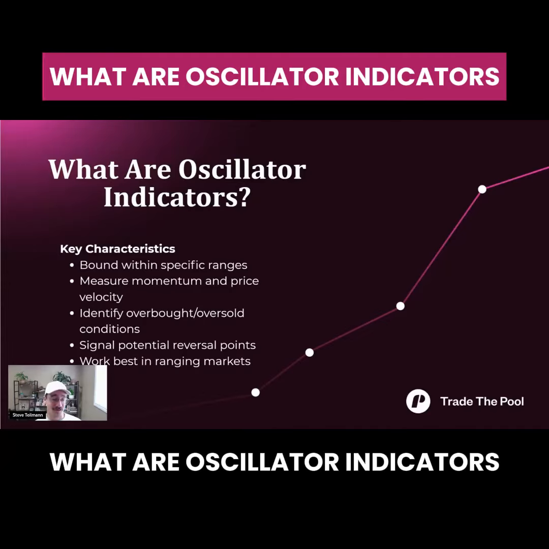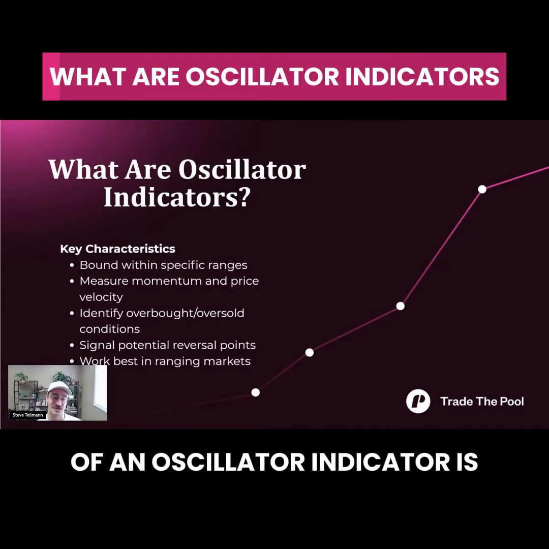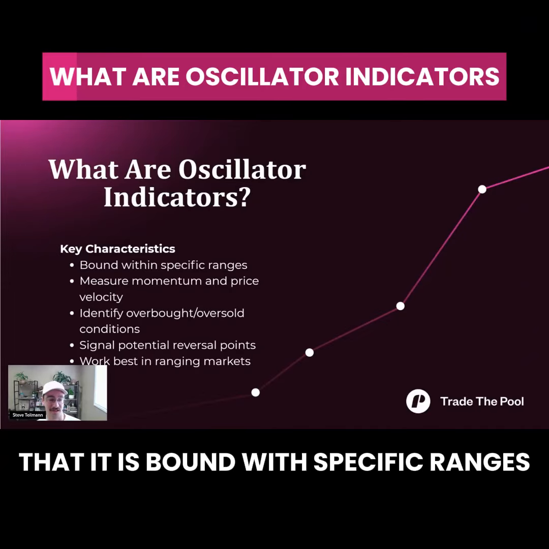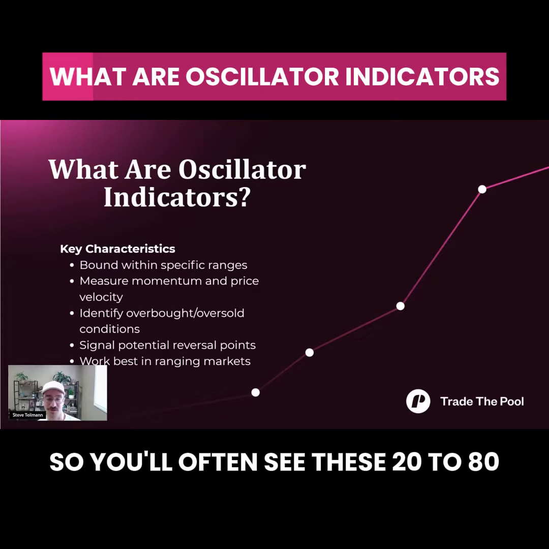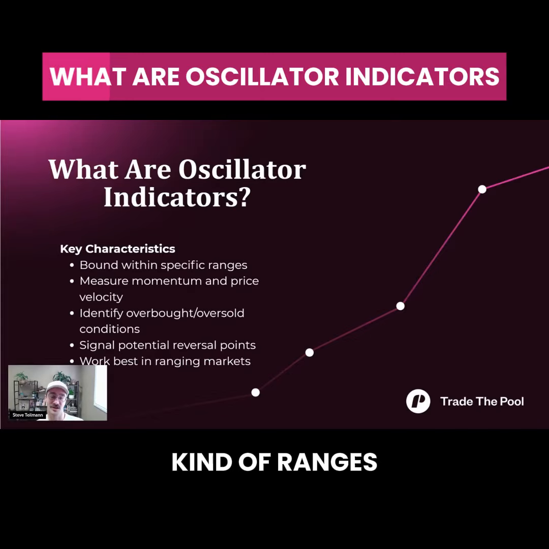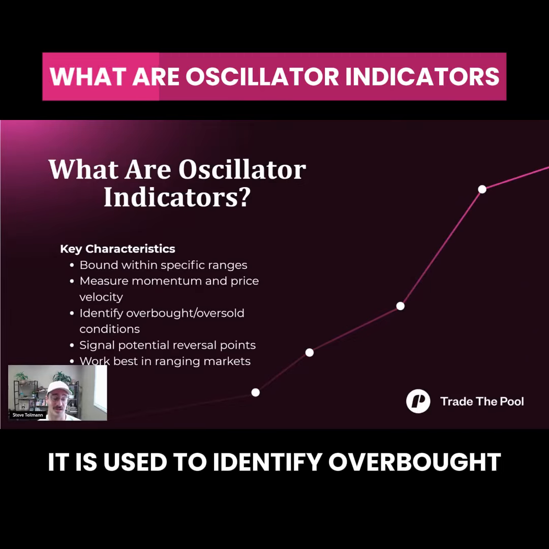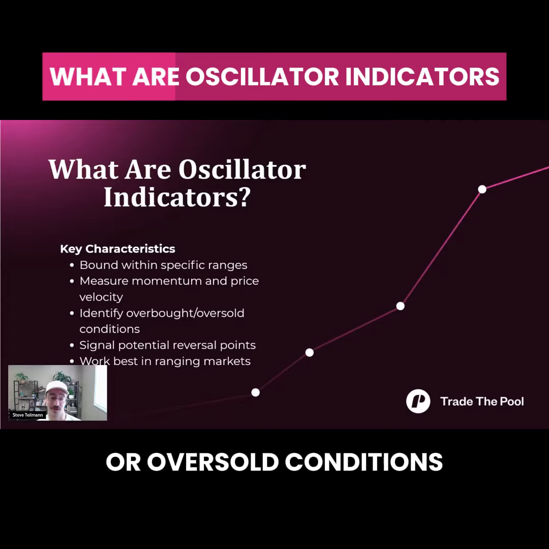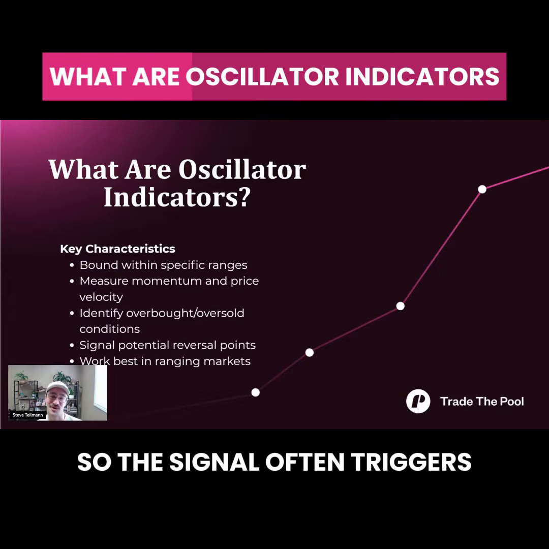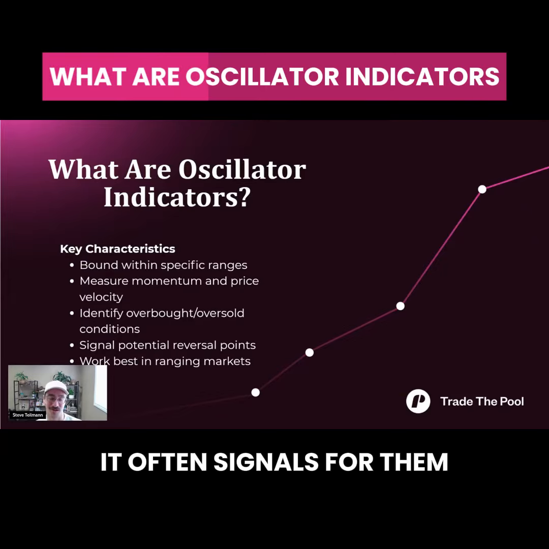What are oscillator indicators? The key characteristic of an oscillator indicator is that it is bound within specific ranges. You'll often see these 20 to 80 kind of ranges on things like RSI or MACD, and it basically oscillates around zero, around the mean. It is used to identify overbought or oversold conditions, so the signal often triggers potential reversal points.